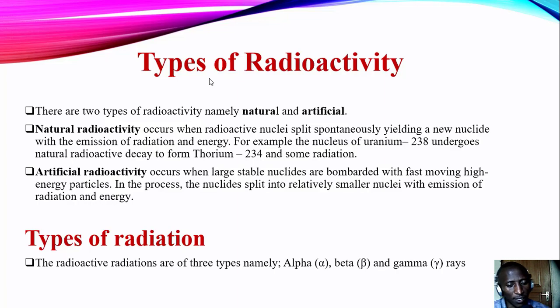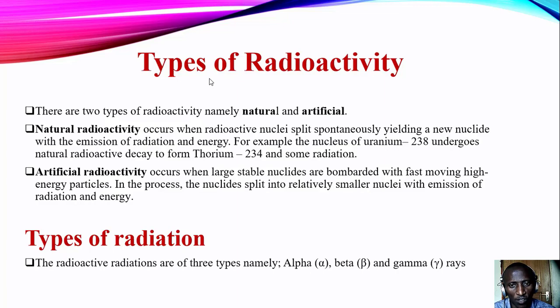Let's look at artificial radioactivity and you see the difference between the two. Artificial radioactivity occurs when large stable nuclei are bombarded with fast-moving high-energy particles, and in the process, the nuclide splits into relatively smaller nuclides with emission of radiation and energy. So, viewers, it's good to differentiate here and see that under natural radioactivity, there is no interference to cause it to happen.